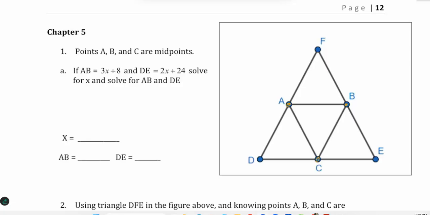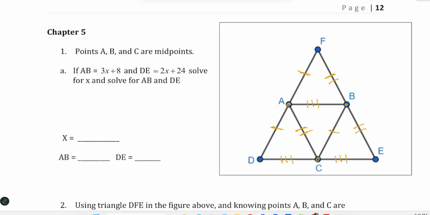That means that this equals this, equals this, and this equals this. Also, AB is the same as DC and CA, and BC is the same as DA and AF, and AC is the same as FB and BE.